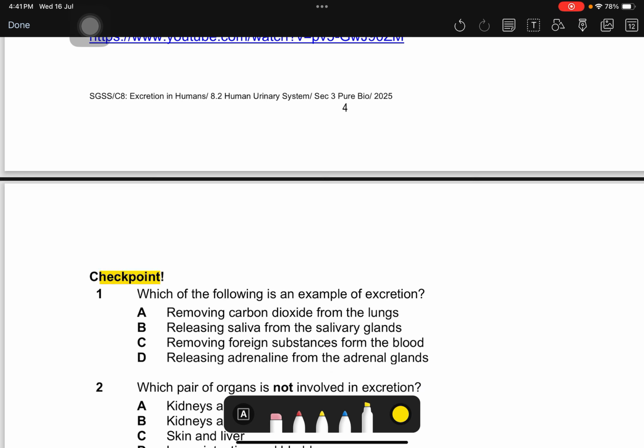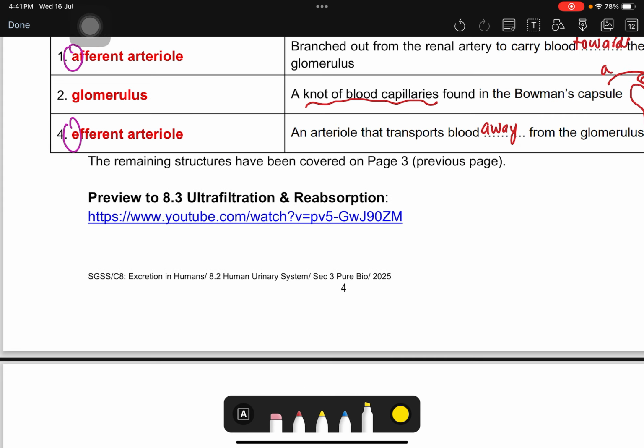But before that, let me give you a little sneak peek of the next part of the chapter, 8.3, ultrafiltration and reabsorption, which you keep hearing me talk about during this chapter, but with something visual to help you out.